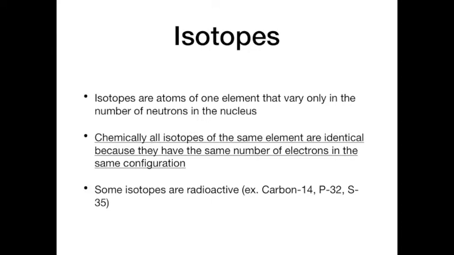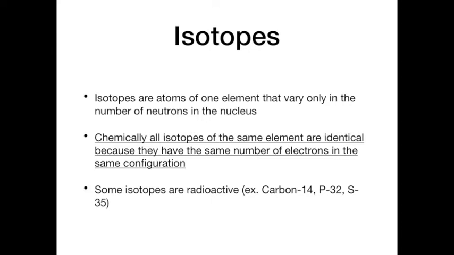Therefore, we can use the sulfur-35, which is radioactive, and therefore we can trace it. We can use it in order to view where the proteins are going.